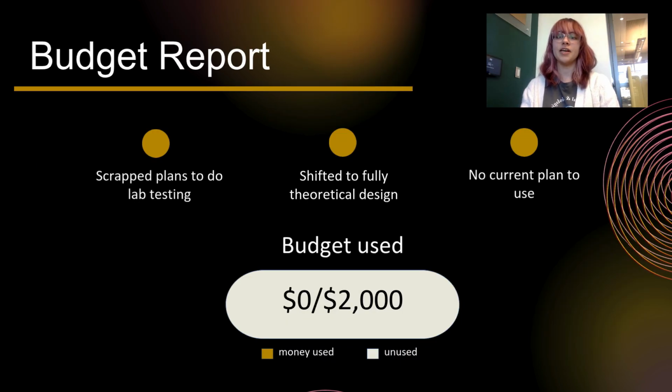For our budget, Anheuser-Busch promised $2,000 for this project. Due to a lack of time and resources to do lab testing for the chosen desulfurization methods, the team has shifted to focusing on the theoretical stage in the design process this year. The team has not spent any of the budget and has no further spending plans.